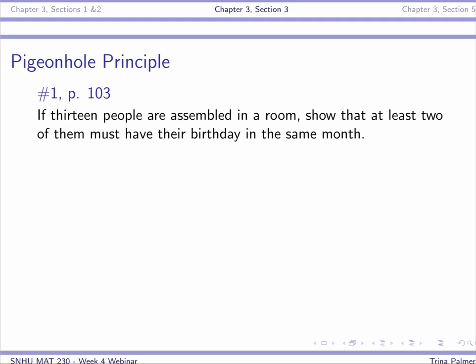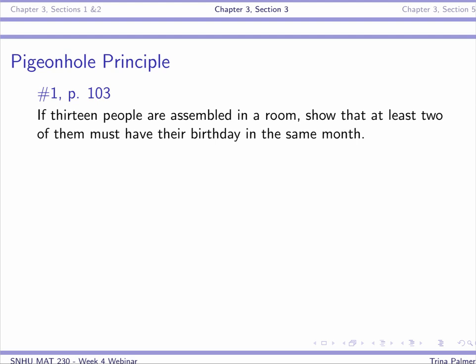So if we have 13 people in a room, show that at least 2 of them must have their birthday in the same month. This is just an application of the pigeonhole principle, and I always feel like the pigeonhole principle seems so logical. It tells you that if you have n pigeonholes and n plus 1 pigeons, so 1 more pigeon than pigeonholes, then there must be at least two pigeons in one of the holes, which just makes common sense.